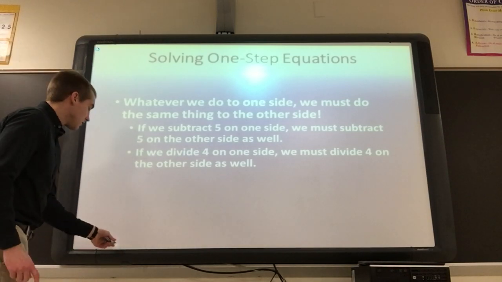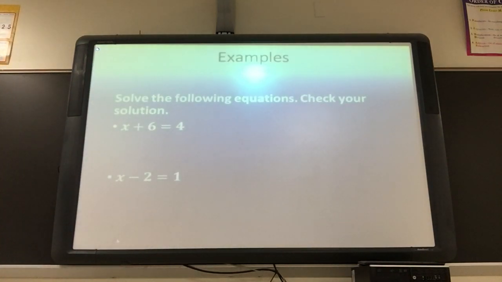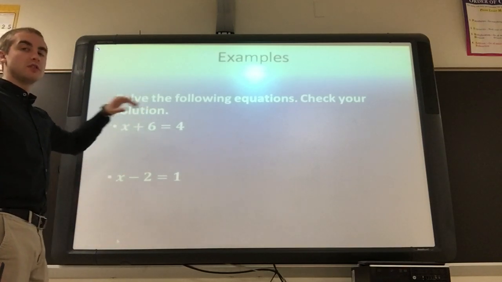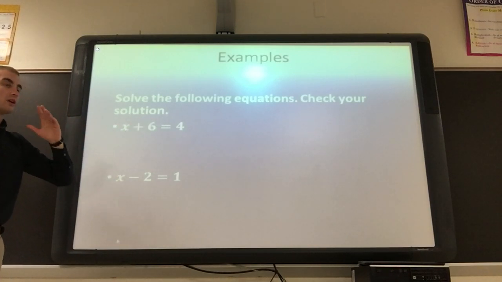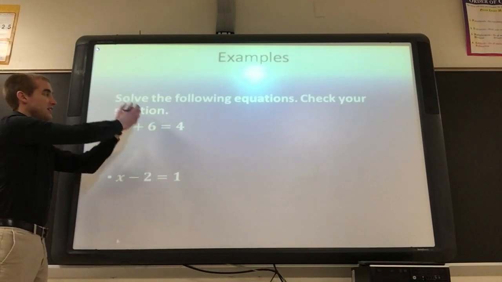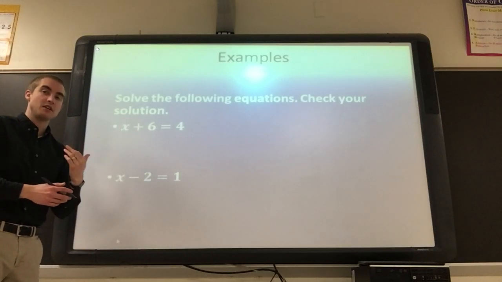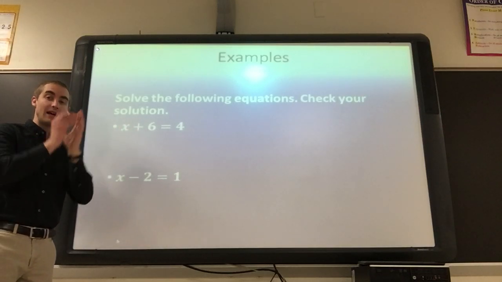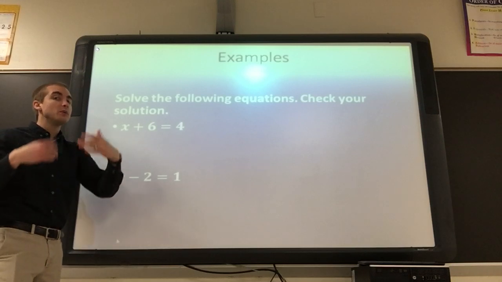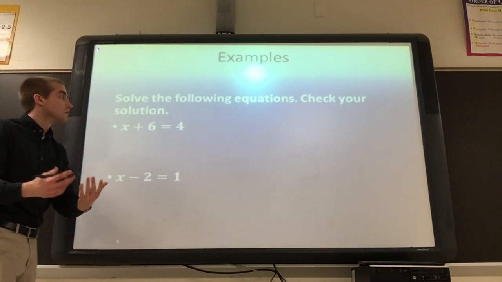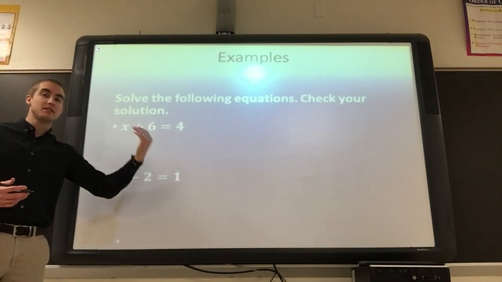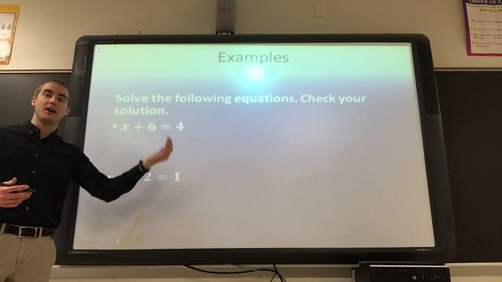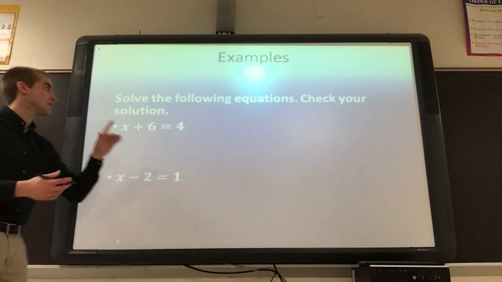All right, so let's start off and look at some examples. It says to solve the following equations. I'm going to show you how to check your solution in a second. But notice we have x plus 6 equals 4. Well, there is an x and a plus 6 on the left side of the equal sign. We just want x to be by itself. So what do we need to get rid of? Well, we need to get rid of the plus 6. So we are adding 6, which means we've got to do the opposite of add, which is subtract 6.